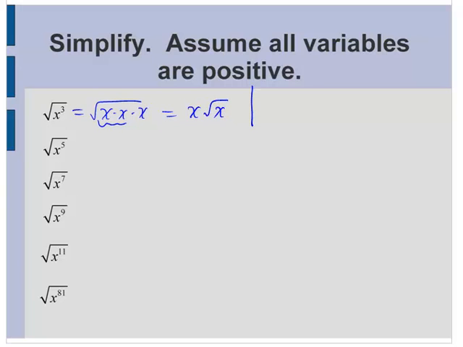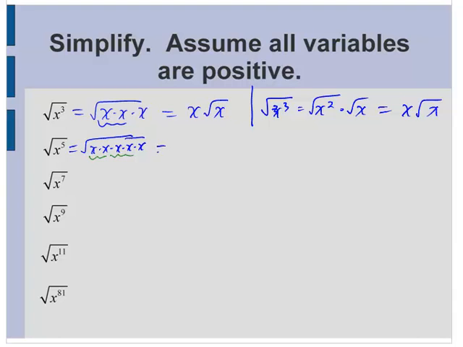I could have done that alternatively by thinking of this as, well, x cubed is x squared times x. And the square root of x squared is x, so I have x times the square root of x. Similarly, for the square root of x to the fifth, I would have what? Square root of x times x times x times x times x. And so I can pull out 2 x's. So that's an x squared by the square root of x.